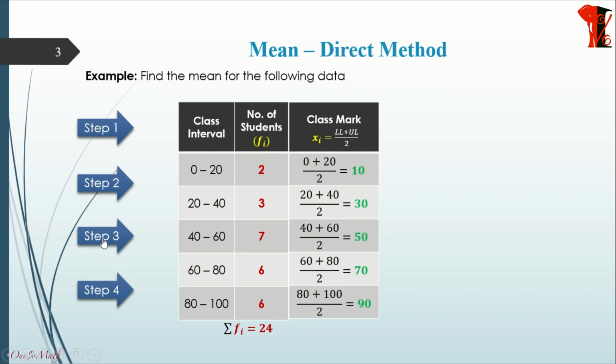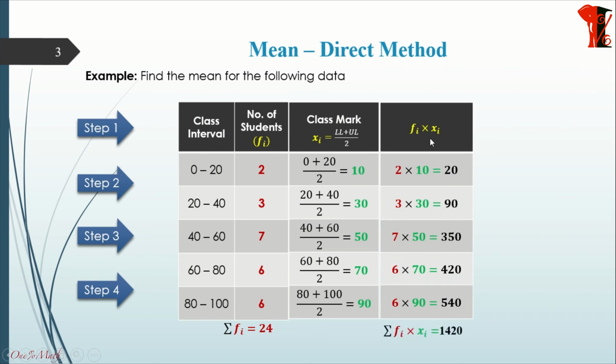Now the third step. What is that? fi xi, fi multiplied by xi. That means the terms of the frequency column multiplied by the terms of the class mark column. 2 into 10, it is 20. 3 into 30, it is 90. 7 into 50, that is 350. 6 into 70, that is 420. 6 into 90, that is 540.